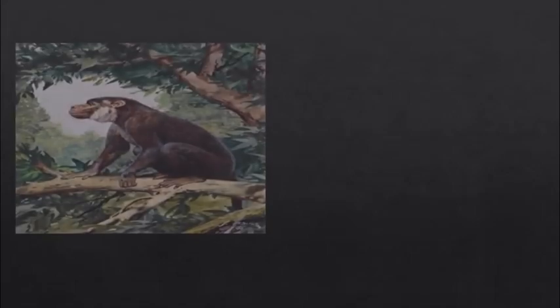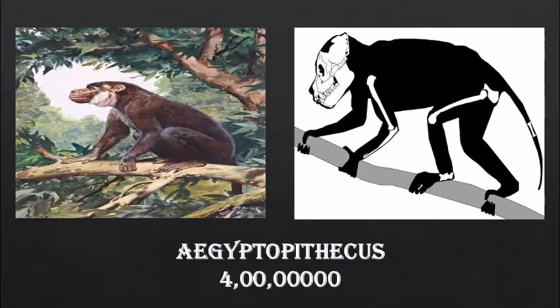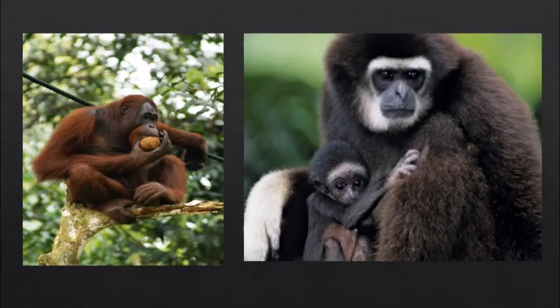Then, around 4 crore years ago in Africa, it is said that the tail of these monkey-like animals started to disappear and they were called Egyptopithecus, which evolved around 4 crore years ago. From Egyptopithecus, ape-like animals started to evolve because of the development, enlargement and improvement of brains and hands.